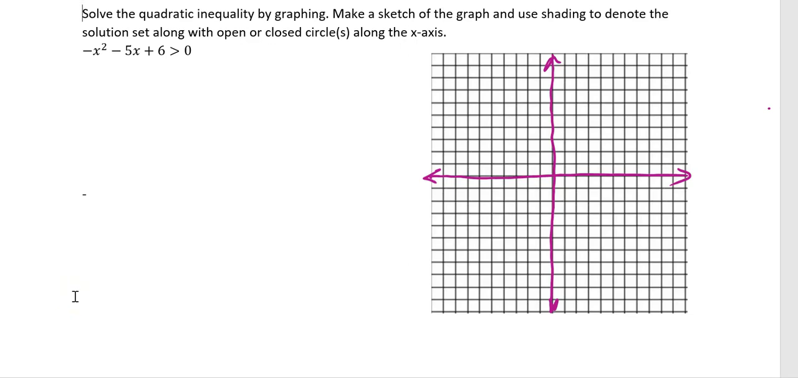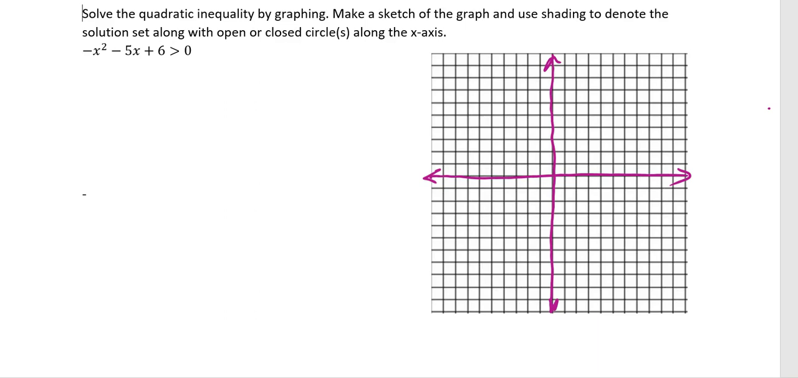In this section, we're going to learn how to solve quadratic inequalities. We know that quadratics have a square. That's how we can identify them. We know that inequalities will have an inequality sign of either greater than, less than, greater than or equal, or less than or equal. So we're going to combine those and we'll have a quadratic inequality.